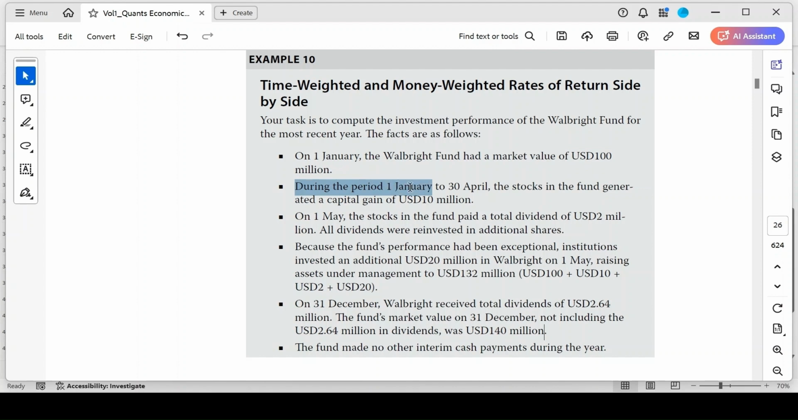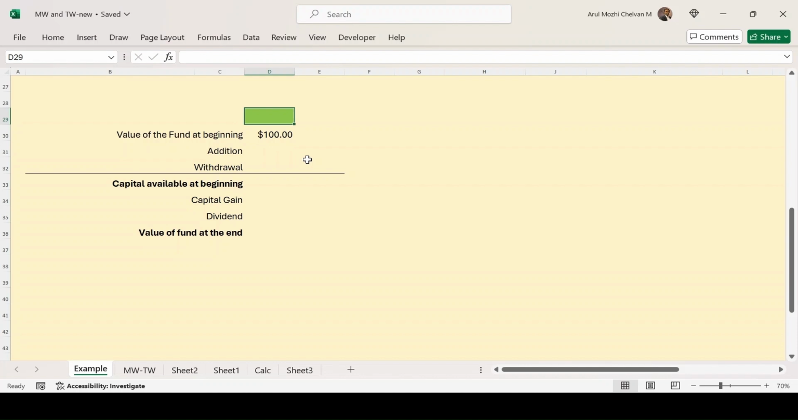During the period 1st January to 30th April, so the first period is from January to April, the stocks in the fund generated a capital gain of USD 10 million. So let us record this value. Initial value is $100 million. The period is from January to April. There is no addition, there is no withdrawal. So the capital available at the beginning will be 100 million. Then the capital gain of 10 million is given.